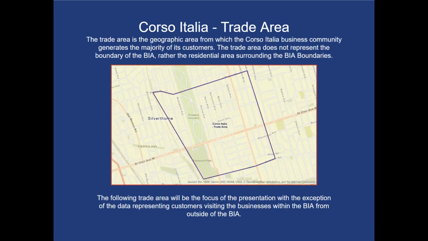When it comes to the trade area, as I mentioned, the area of the Corso Italia BIA would be within here. And this is really the mapping boundary that focuses on the trade area, which is inclusive of those that live within the areas surrounding the Corso Italia BIA. So who are these people?